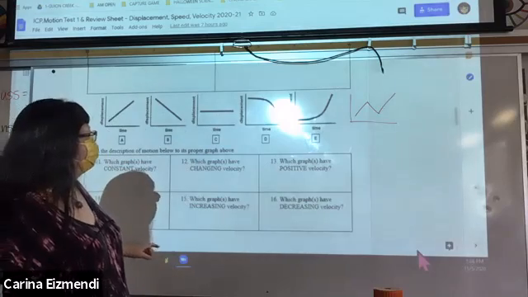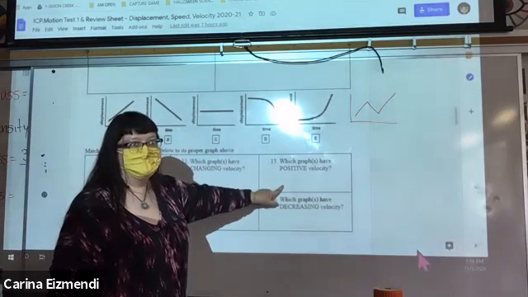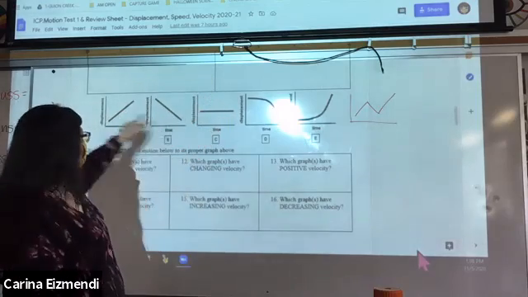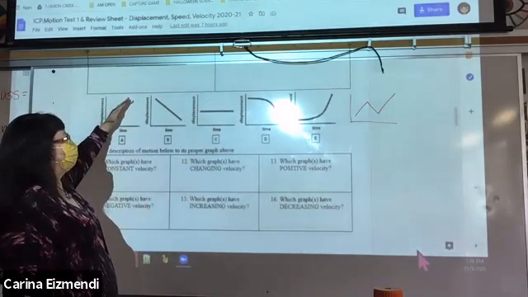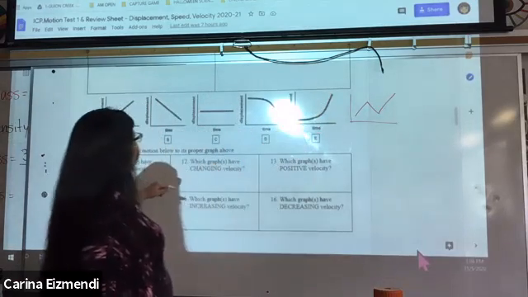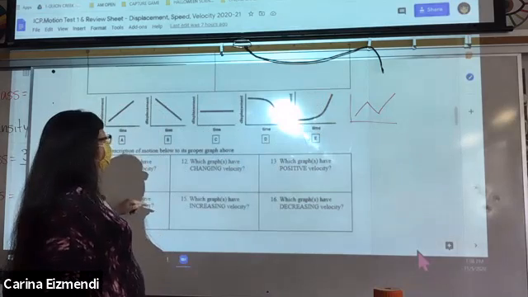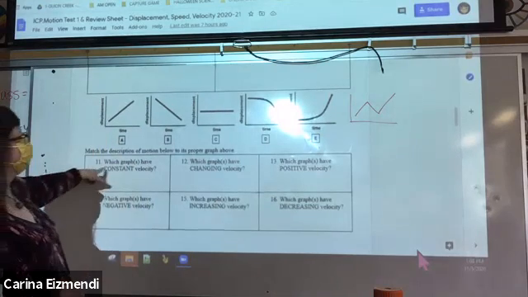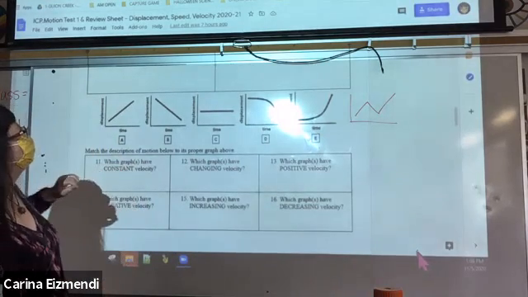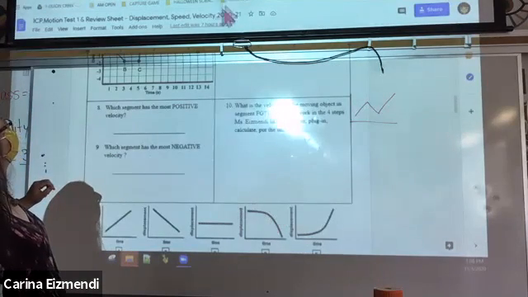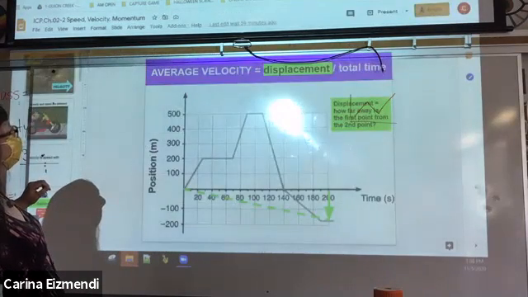Okay, which ones have positive velocity? Ones that go up. So like this one has positive velocity. This one goes from 0 to positive. Oh, I'm sorry, this is velocity. Oh, dang. I meant to do this for speed. Shoot. Because that's what we were just talking about with speed ones. So we haven't gone into velocity yet.